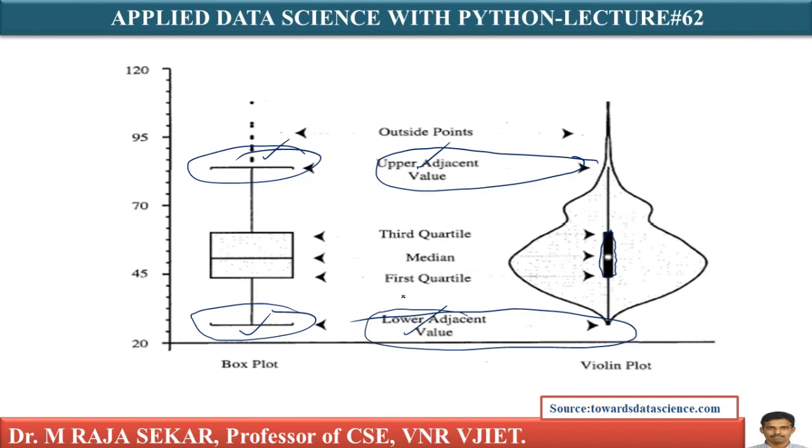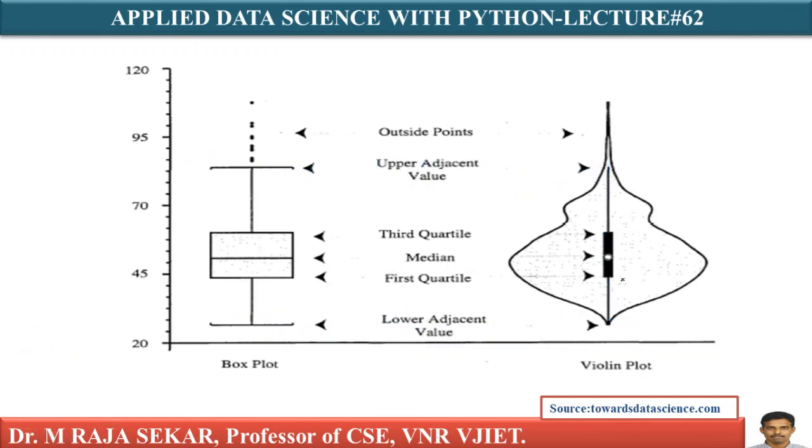The lower and upper adjacent values are the black lines stretched from the bar. It's not blank line, it's a black line. Just see, this is a black line stretched from the bar. This one is also a black line stretched from the bar, defined as first quartile minus 1.5 IQR. First quartile means what? Which one is first quartile? Which one is second quartile? This one is Q1, first quartile. This is Q2, that is known as median. This is Q3, isn't it?